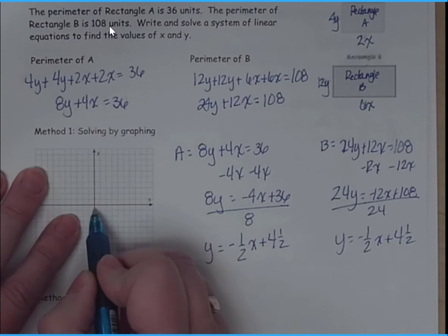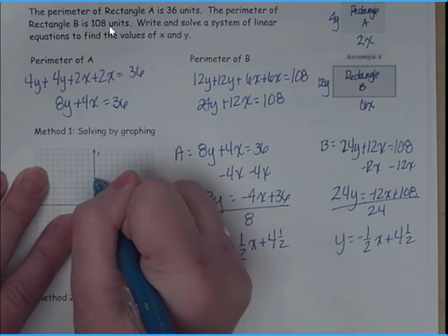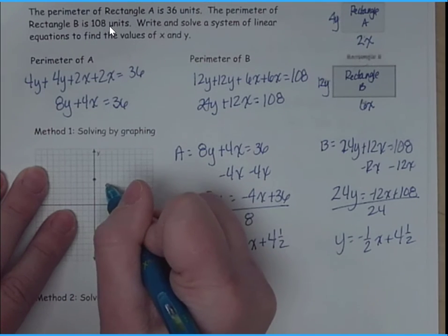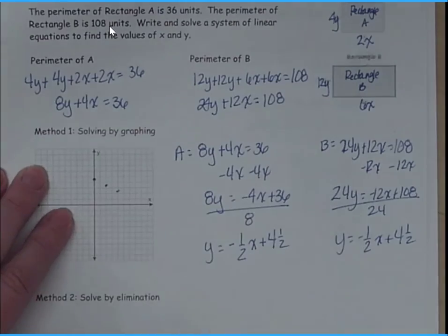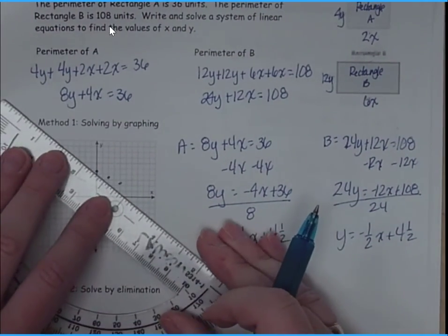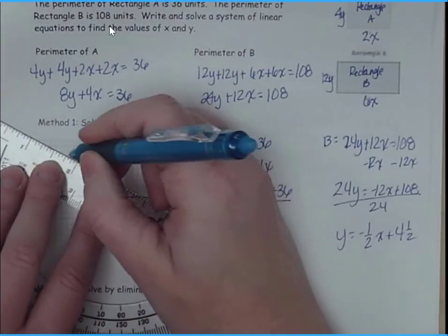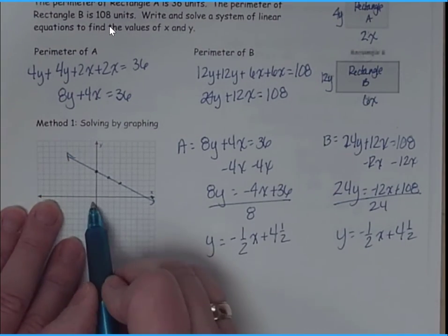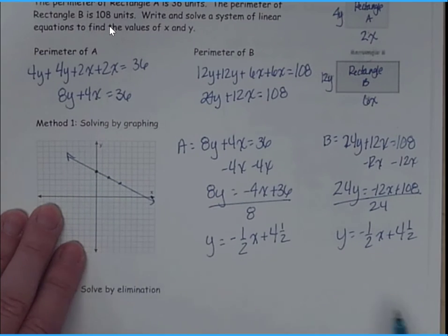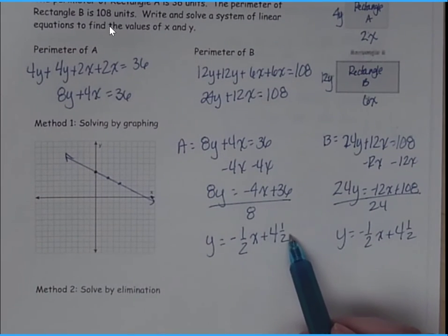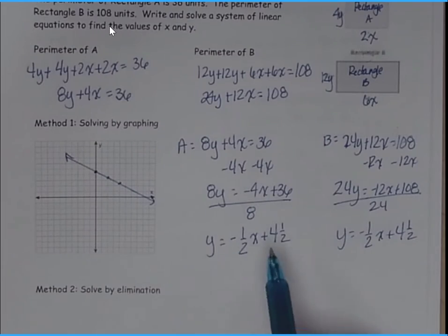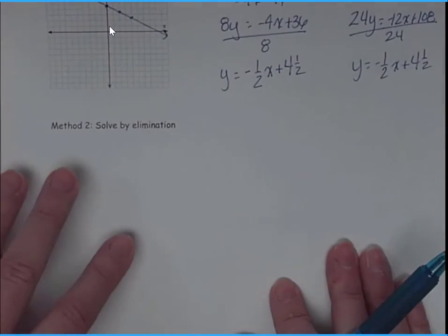So let's see. I have 4 1/2, 1, 2, 3, 4 1/2. And I'm going to go down 1 over 2, down 1 over 2. So this is my first line. Now, if I go to my second line, up 4 1/2, down 1 over 2, down 1 over 2. So I have the exact same line. So that means my answer here is infinitely many solutions.